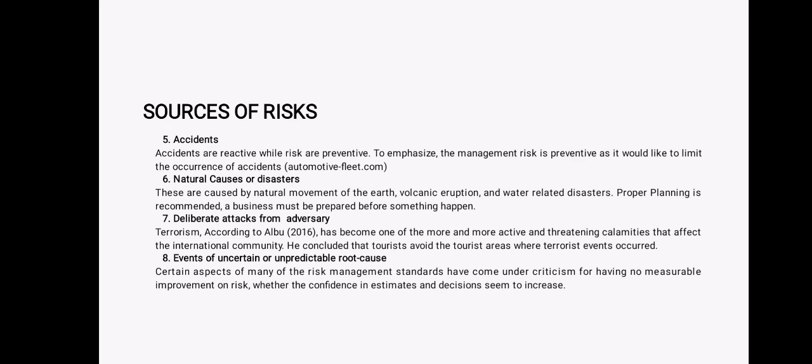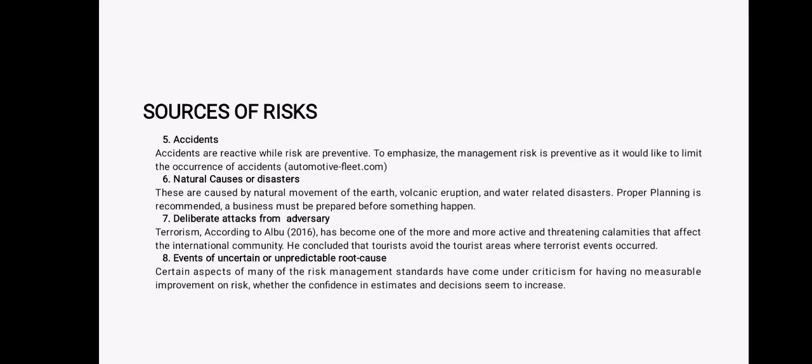Deliberate attacks and adversary. Ito yung mga bomb threat, di ba? Mga ganon. Mga sinasabi natin na mga hostages. Pwede yun, di ba? Sabi nga sa terrorism daw, according to ALBO of 2016, has become one of the more and more active and threatening calamities that affects the international community. Di ba? Sino ba naman? Like for example, the 9/11. Di ba? Ano ba nangyari sa 9/11? Yung attack, di ba? Yung isang aeroplano na hijack siya. Tapos nabangga siya sa Twin Tower or World Trade Center ata. If I'm not mistaken, sorry. Di ba? Yun. Mga threats sa atin.